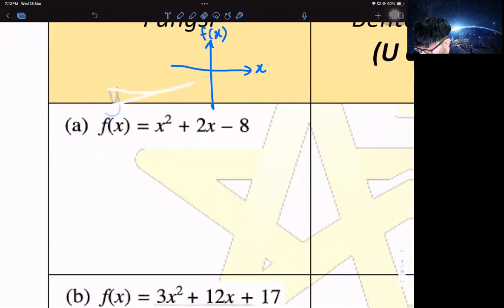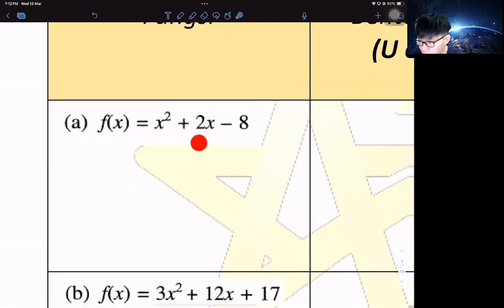Okay, so next, about the quadratic part. When we see this x squared plus 2x minus 8, we know it's quadratic. So what is the reason? It's because of the x squared. Only when you recognize a quadratic function or equation will you know how to do it, because quadratic is solved in a specific way. Only when you know it's a quadratic, you do it the quadratic way. So once again, I know it's quadratic because of x squared.